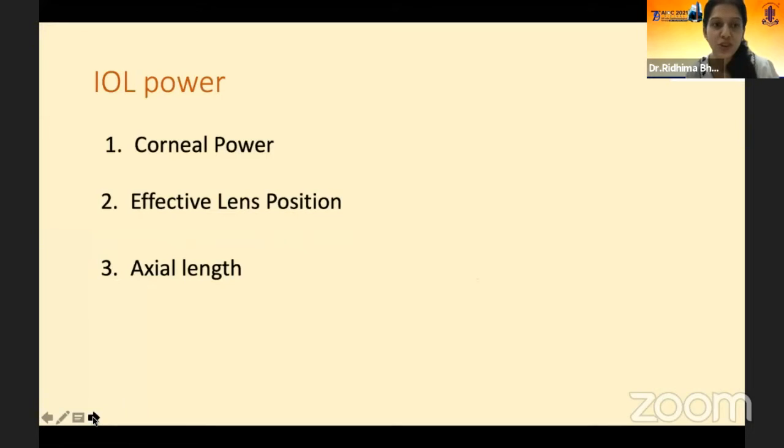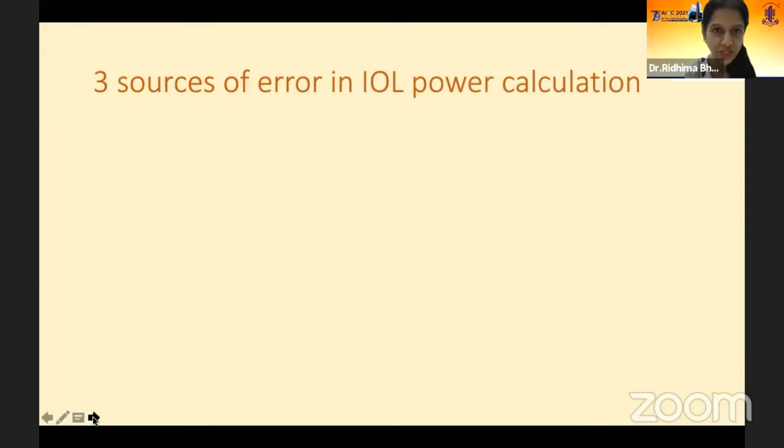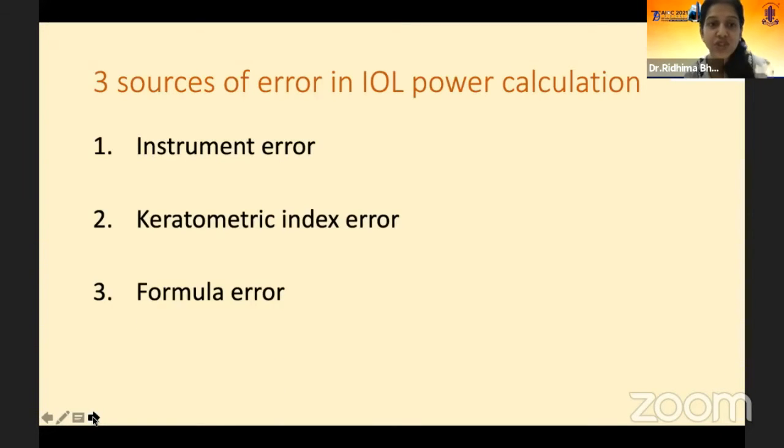So to start off, IOL power calculation needs the measurement of three basic variables: the corneal power reading, the axial length measurement, and the effective lens position. Of these three, only the axial length is measured directly. The other two are derived, and that's where errors occur post-corneal laser refractive surgery. So there are three sources of errors in IOL power calculations. Each of these we're going to discuss further down: the instrument error, keratometric index error, and IOL formula error.